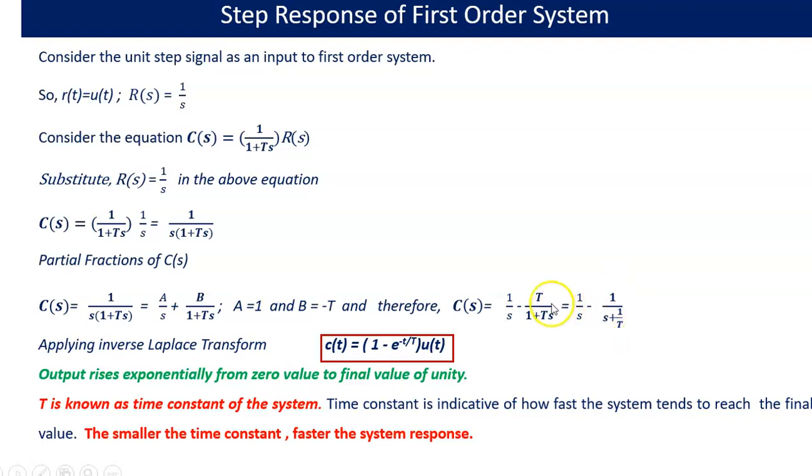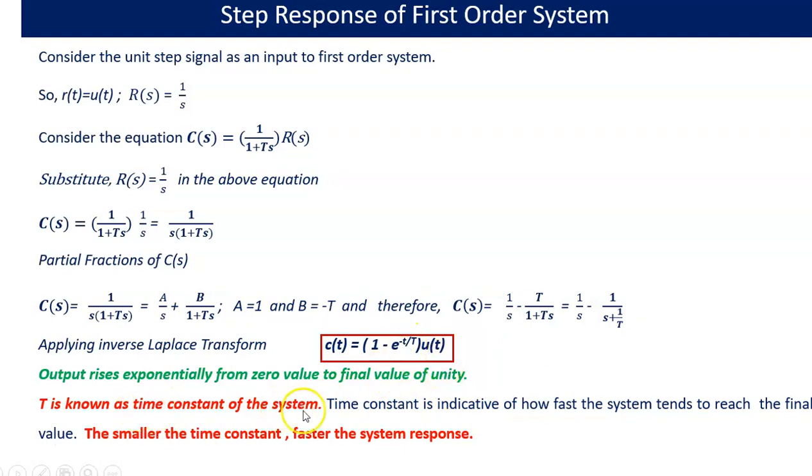Take T outside, that T and this T will get cancelled in order to make it in a standard form. So we can take the inverse Laplace transform. In order to get C of t, that's equal to 1 minus e raised to minus t by capital T, u of t. So the output rises exponentially from zero value to a final value of unity. The input is a step input, therefore the final value is unity, 1.